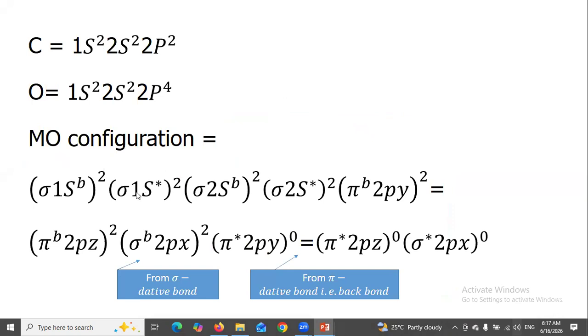Molecular orbital configuration: sigma 1s bonding, sigma 1s anti-bonding, sigma 2s bonding, sigma 2s anti-bonding, pi bonding 2py2, pi bonding 2pz2, sigma bonding 2px2, pi anti-bonding 2py0, and pi anti-bonding 2pz0, sigma anti-bonding 2px0.